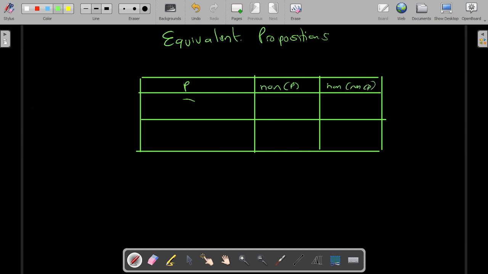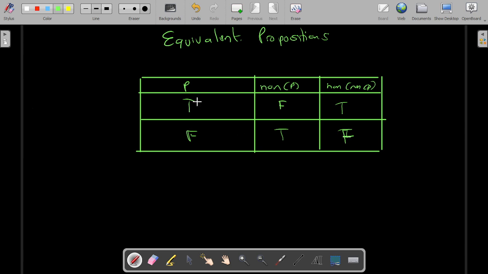We know that if P is true, non P is going to be false. If P is false, non P is going to be true. The same: if non P is true, non non P is going to be true, and if non P is false, it's going to be false.